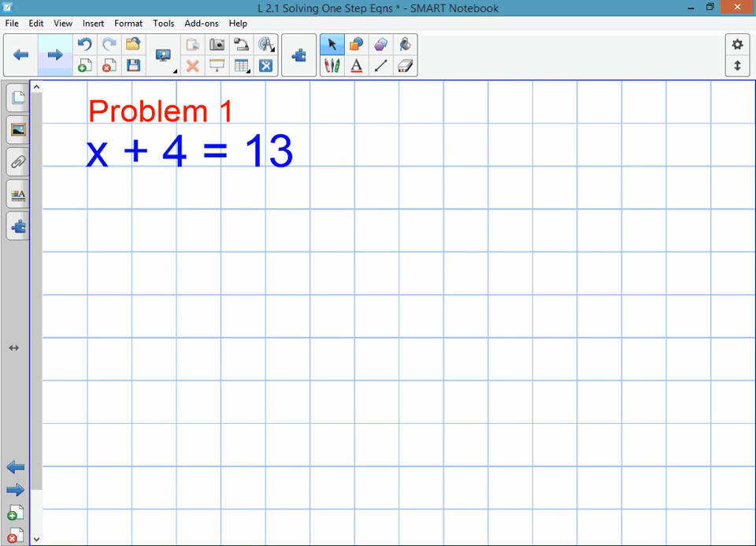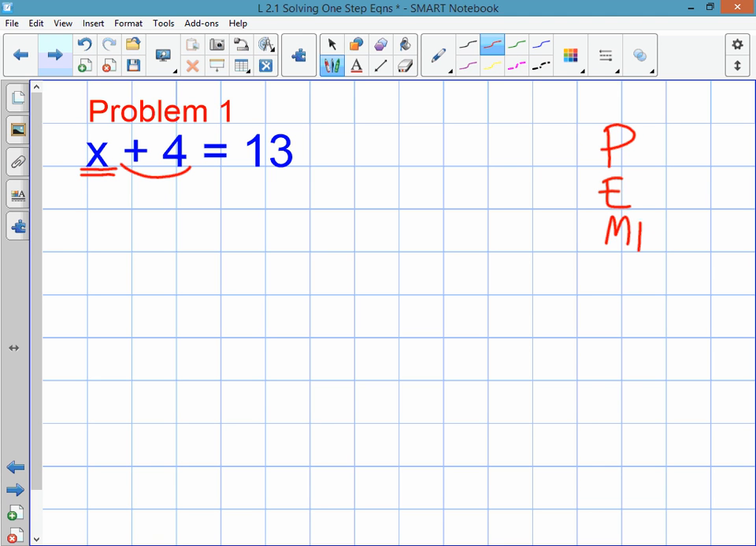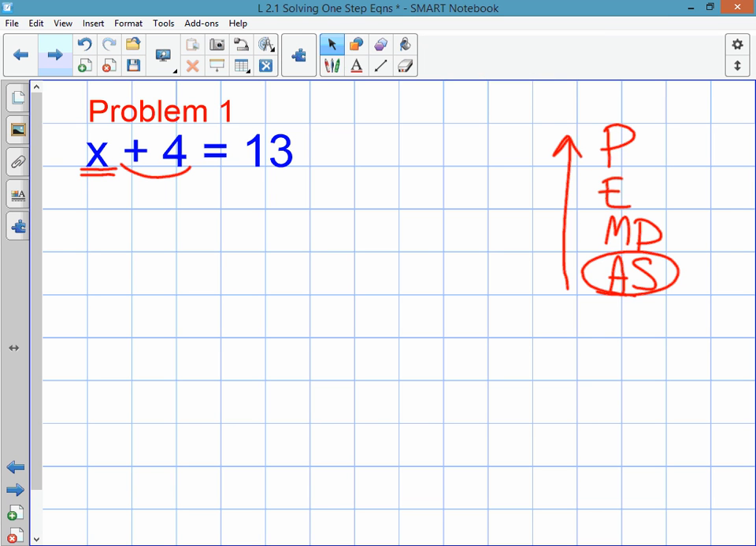Just write down problem 1 in your notes, and it says x plus 4 equals 13. To solve this equation, you're solving for x, trying to get that all by itself. You're going to get rid of the plus 4. I'm going to talk about this in a later lesson, but when you solve equations, you're going to use the order of operations and go backwards. So you're going to start at the bottom and look for any addition or subtraction and do the opposite.